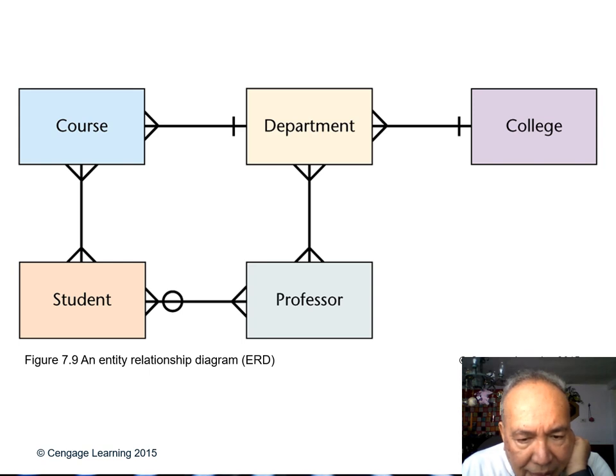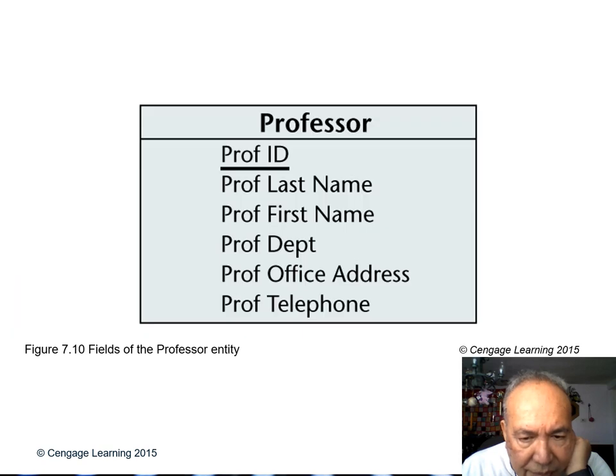Okay, so see, this is one to many, one course to one department. One college to a department: there are many departments in one college. That's what it means. Okay, many students to many professors. So these are the entities here, and these are the fields. Professor's ID is the primary key, and then the last name, first name, department, and telephone number of the professor.